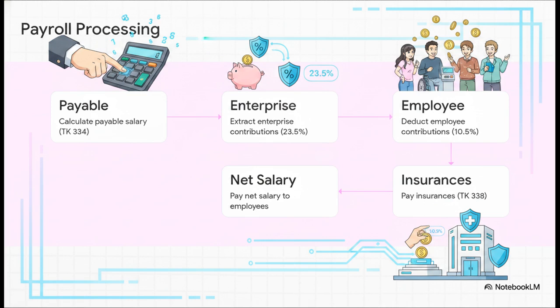Step 2, the enterprise has to extract its mandatory contributions, which is currently standardized at 23.5% for health, social, and unemployment insurances. Step 3, we also have to deduct the employee's own share directly from their paycheck, which is 10.5%. Step 4, we take all that insurance money and remit it to the state using account TK338. And finally, Step 5, we hand over the net take-home pay to our hardworking employees.